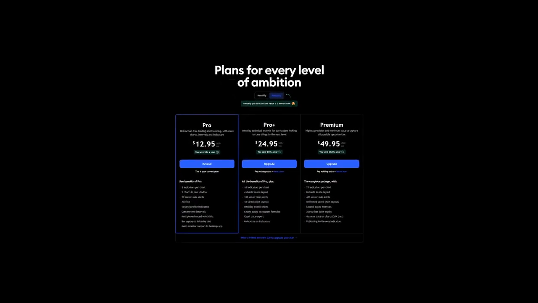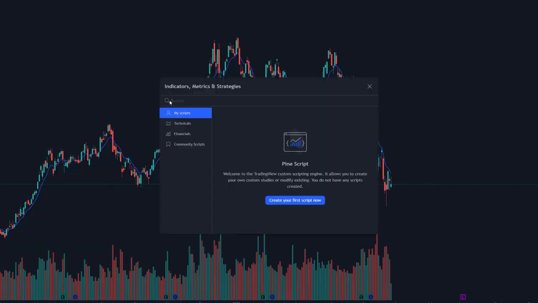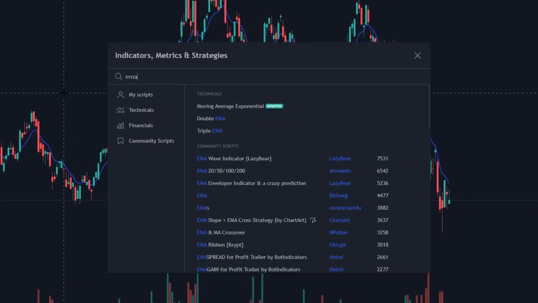Now it's time to go into some tips on how to make this strategy even better. Now, I know everyone doesn't have the paid version of TradingView, so a lot of you can't have more than 3 indicators.